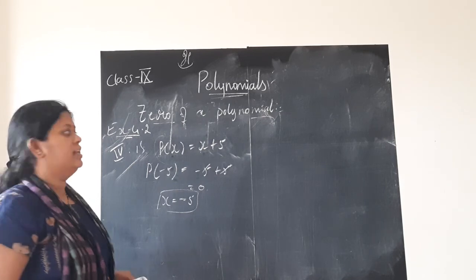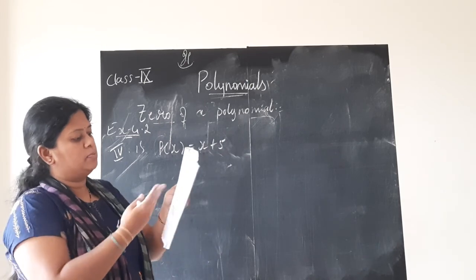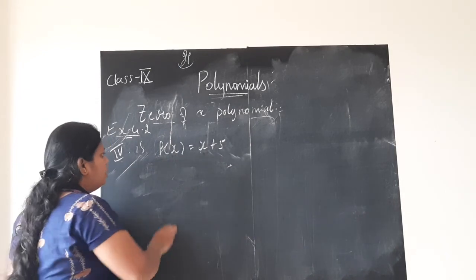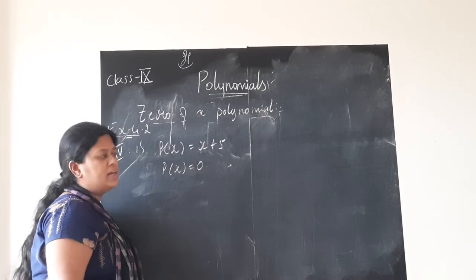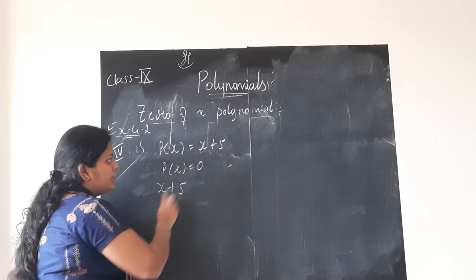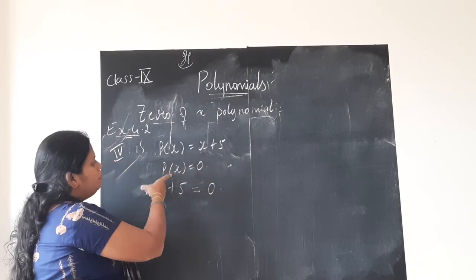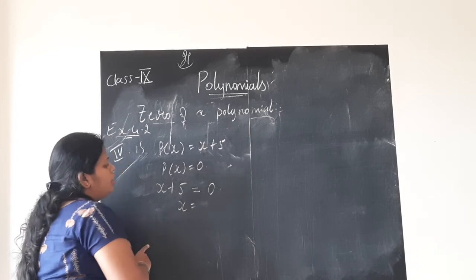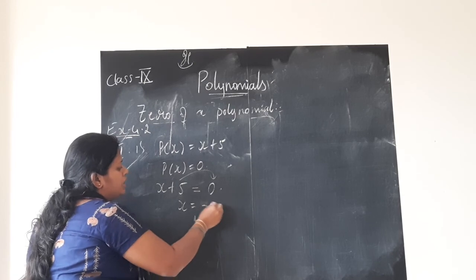This problem is easy, so directly we did. But in future problems, can you sit and find out by trial and error method? No, we cannot. So what we do is substitute p of x to be equal to 0. Whatever the given expression is, here x plus 5 is given, so I wrote x plus 5 and equate it to 0. If x plus 5 is 0, what is x? Simplify. Plus 5 taken to the RHS becomes minus 5.